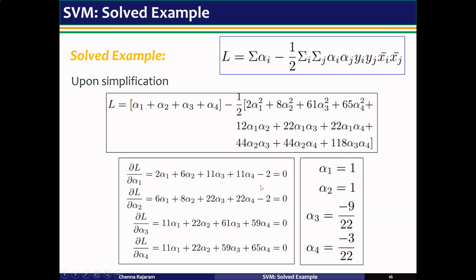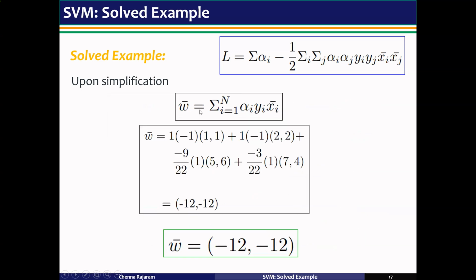to obtain the equations in terms of alpha 1, 2, 3, 4. So these are the partial differentiations with respect to alpha 1, 2, 3, 4. Then after arriving at the equations, we solve the linear equations to find alpha 1, 2, 3 and 4. So after solving, alpha 1 is equal to 1, alpha 2 is equal to 1, alpha 3 is equal to minus 9 divided by 22, alpha 4 is equal to minus 3 divided by 22.